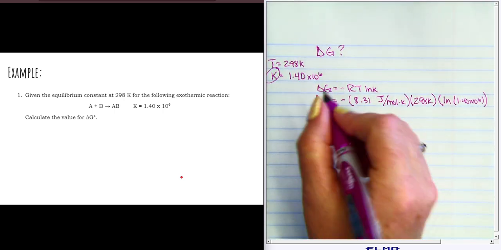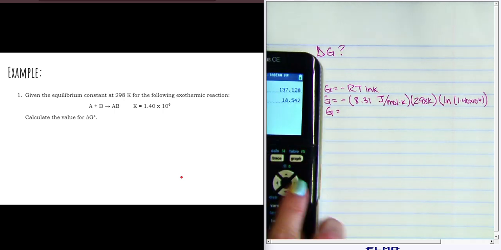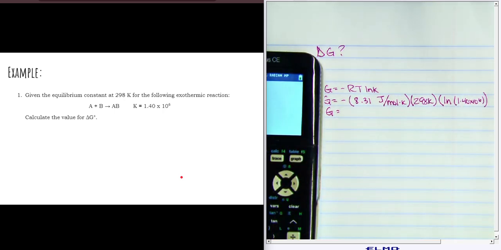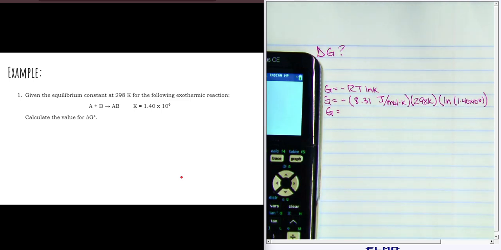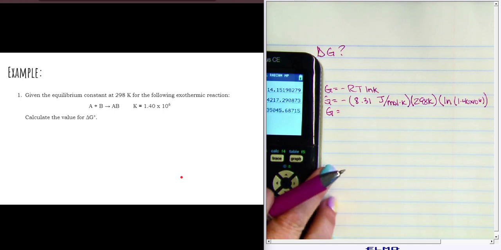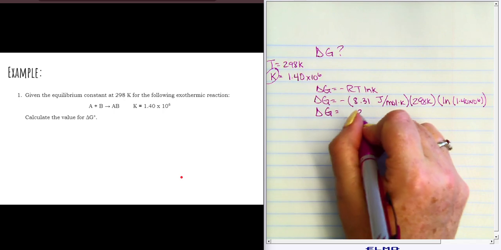Okay? So delta G equals... Well, first thing I'm going to do in my calculator is take that negative log of this number here. I'm sorry, not the negative log. My brain's still on acids and bases. I'm taking the pH. No, the natural log of 1.4 times 10 to the 6. Okay. And I'm going to multiply that by 298. And multiply that by 8.31. Ooh, that is a ginormous number. Okay. So 35,045.